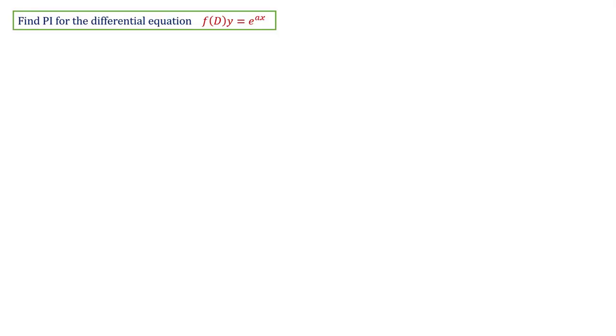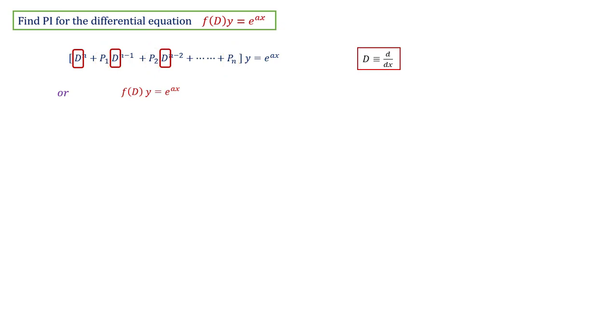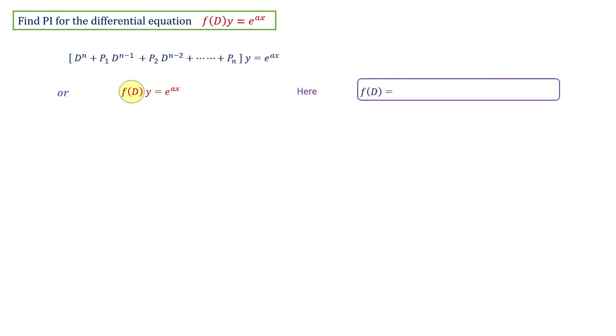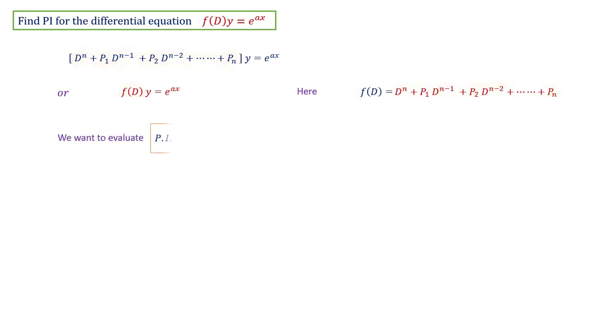Hello everyone. In this lecture we will learn how to find particular integral for the differential equation f(D)y is equal to e power ax. Suppose the given differential equation is as shown, where p1, p2 up to pn are constants, D stands for d over dx, and f(D) is the operator. Now we want to evaluate the particular integral, which is equal to 1 upon f(D) of e power ax.